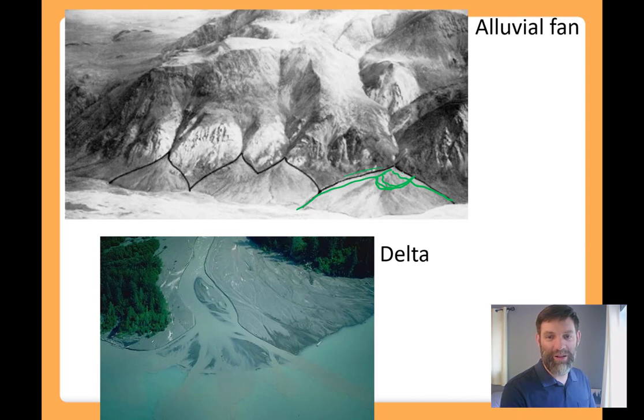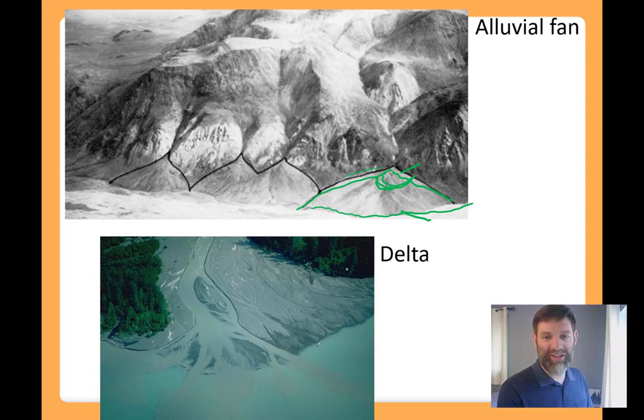This is the proximal part of the fan, and down here at the edge, on the distal part of the fan, distant from the source, you'd expect finer material. Doesn't mean it's pure clay necessarily. I mean, there's still a lot of energy at the base of a fan, but we have that trend, fining away from the source.